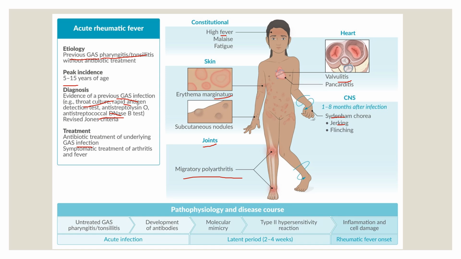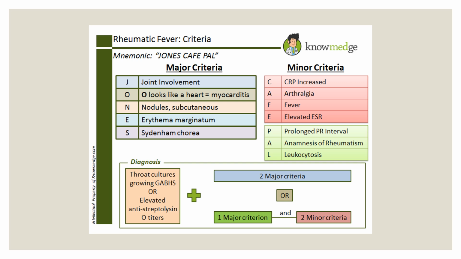So the disease causes: there is an untreated streptococcal pharyngitis or tonsillitis. So there is development of antibodies. Due to molecular mimicry, it also affects the heart muscles and other things. That is why it is a type 2 hypersensitivity reaction, which is an antigen-antibody interaction with inflammation and cell damage, causing the rheumatic fever.